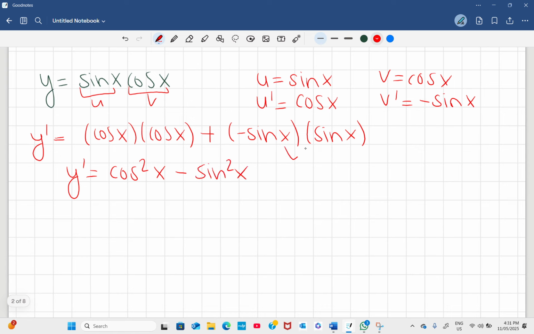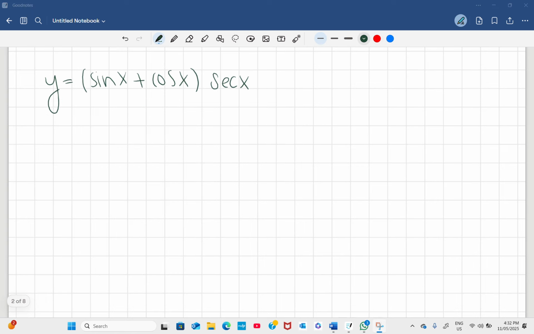I put squared because it's sine multiplied by sine and cosine multiplied by cosine. When you have the same number multiplied by each other, it's the same thing as saying the number is squared. Okay, so this is our new question. Sine x plus cosine x into secant x. So first thing I'm gonna do is I'm gonna distribute the secant x to both terms.